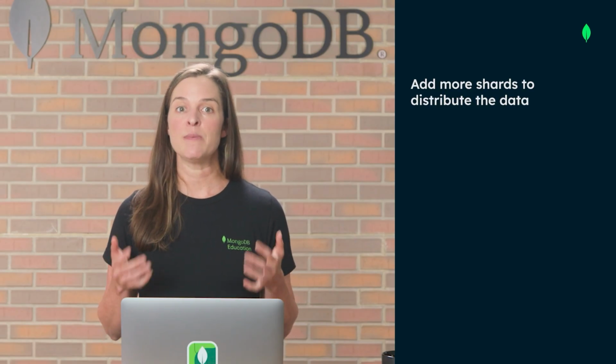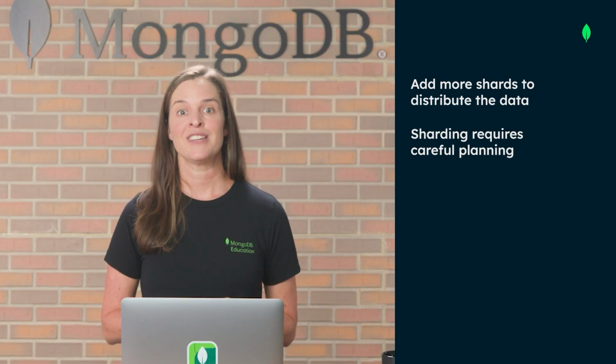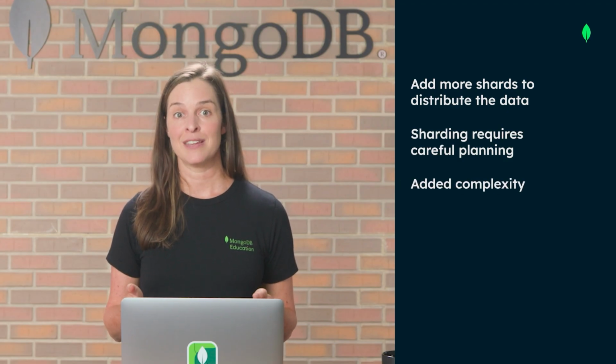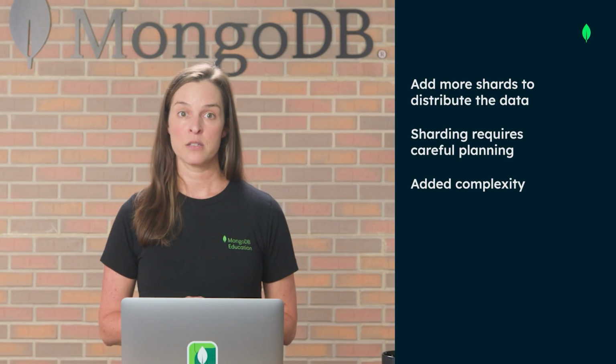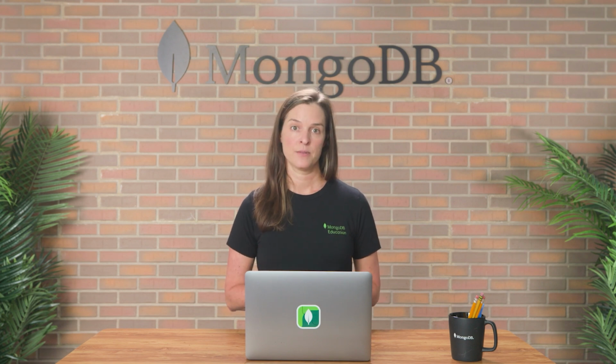However, it's essential to keep in mind that sharding in MongoDB requires careful planning because it adds complexity to your deployments and is not always required. We've covered how replica sets provide high availability through replication and how sharded clusters enable horizontal scaling through sharding.